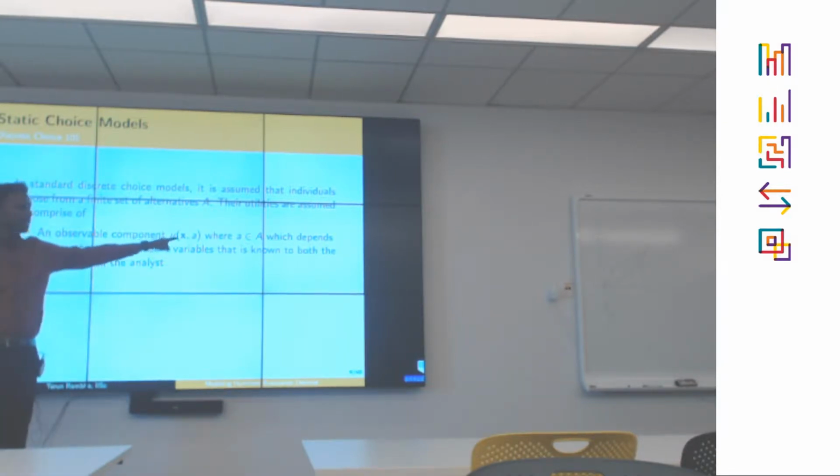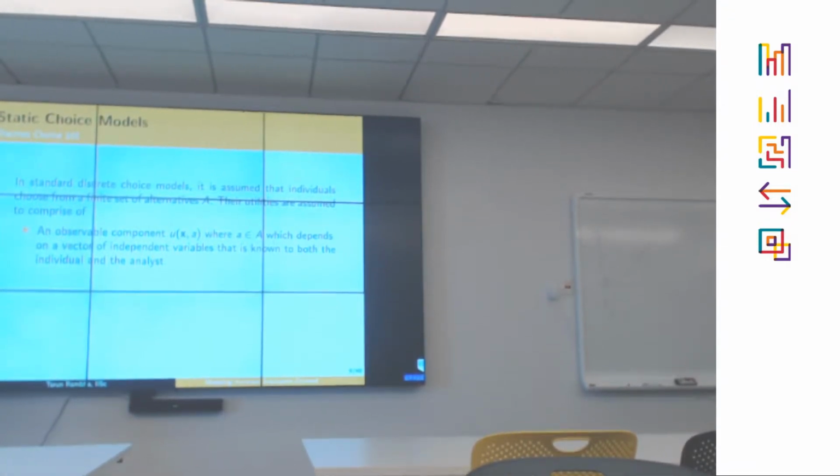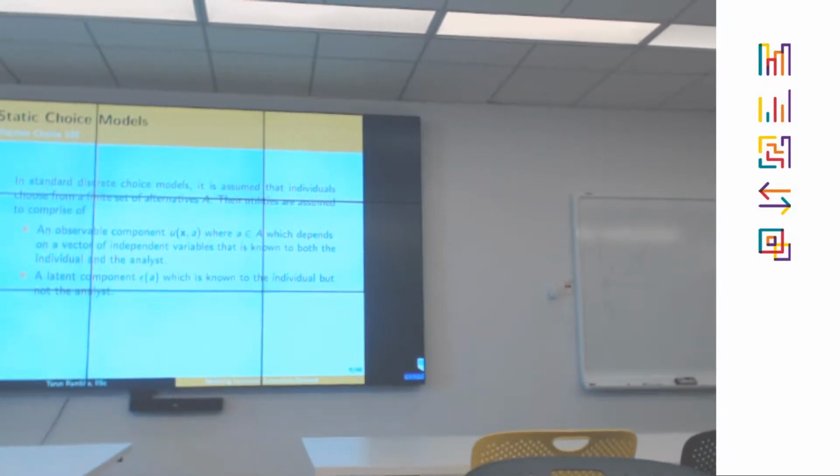So the A here represents the alternatives. It could be bus, car, two-wheelers, which is common in India. So these are observable components. In addition to this, there is also something called a latent component, which is observable only to the decision maker and not the analyst. So for instance, you might have a preference for a bus with Wi-Fi. But then the analyst might not know, or might not have the data on, which of the transit services have Wi-Fi and which don't.